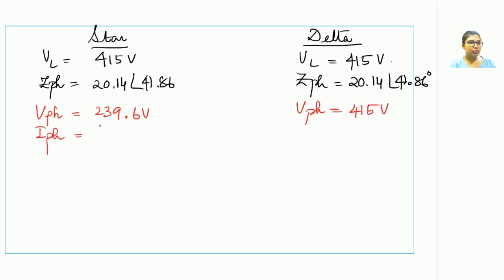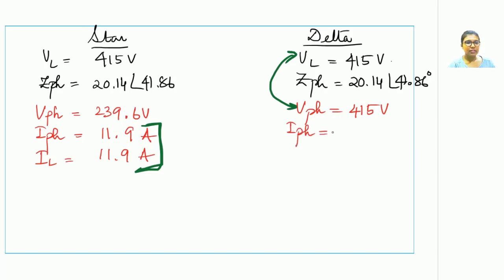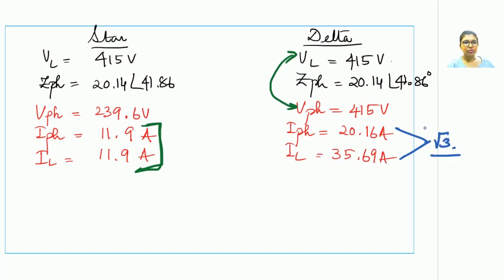I phase came out to be 11.9 amps. For a star connection, I phase and IL are same. So these two values are same. For a delta connection, VL and V phase came out to be same. What about I phase and IL? I phase came out to be 20.16, whereas IL came out to be 35.69 amps. For a delta connection, they are usually different by a factor of √3.